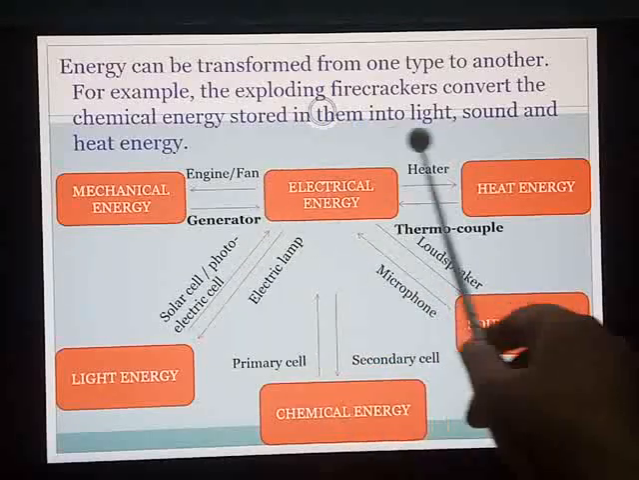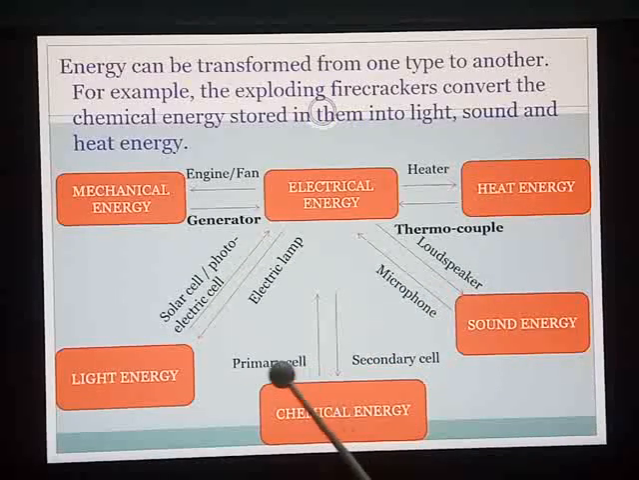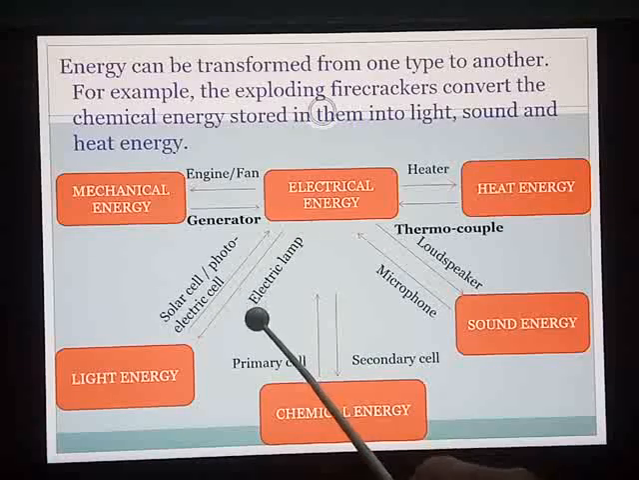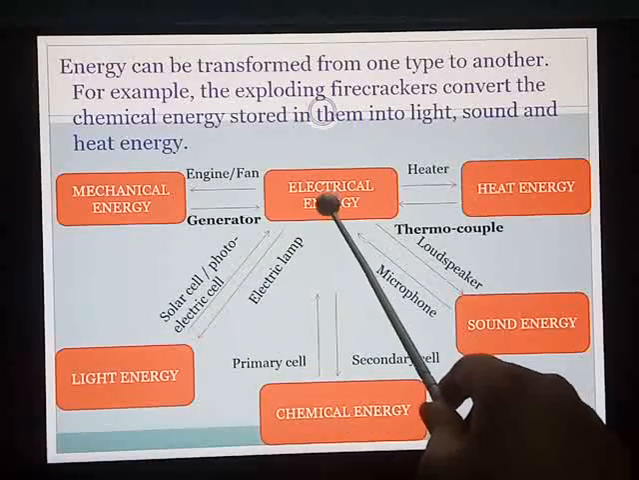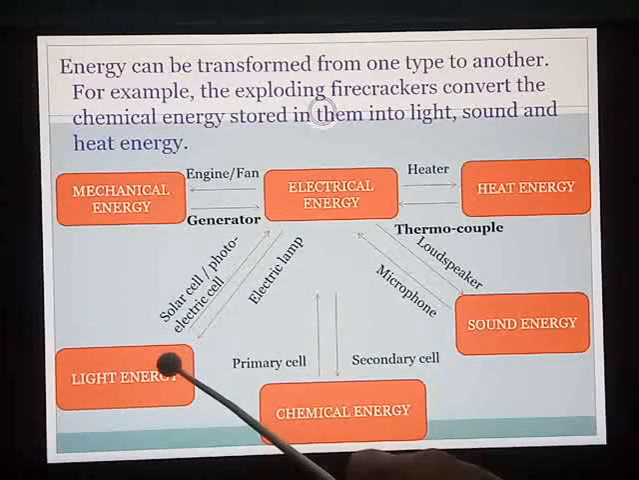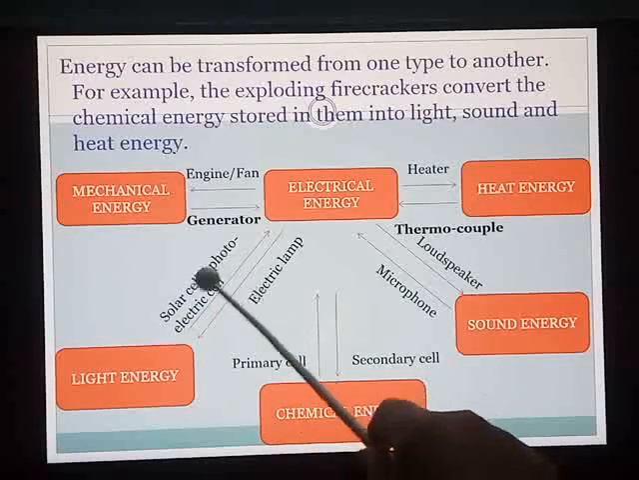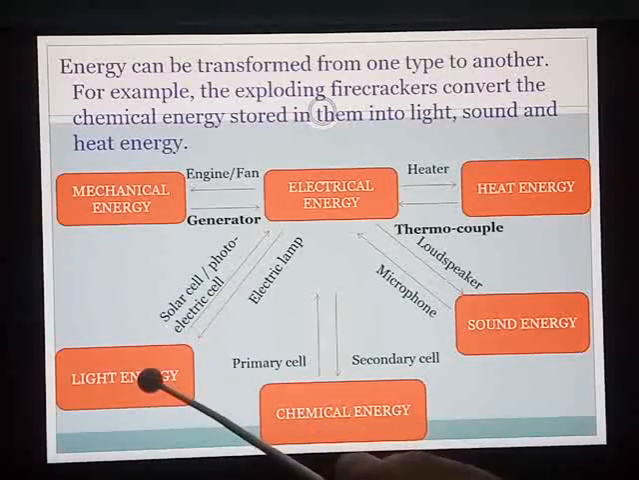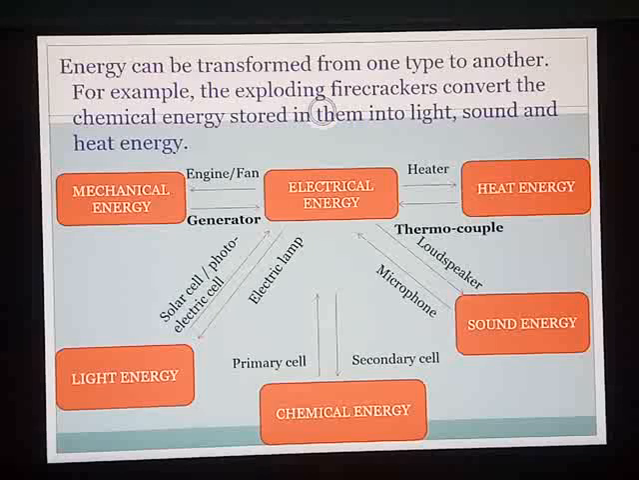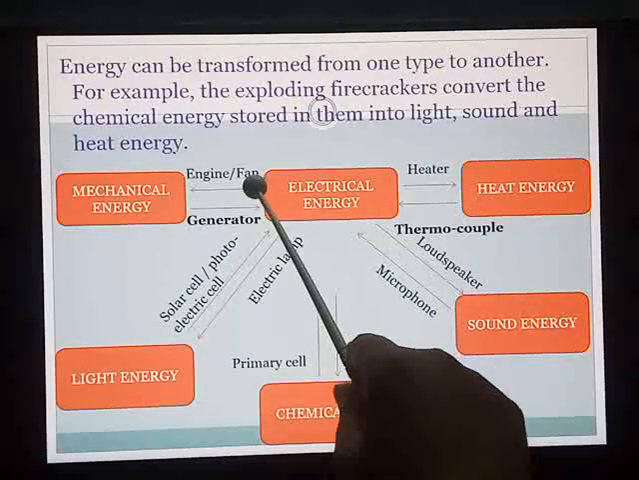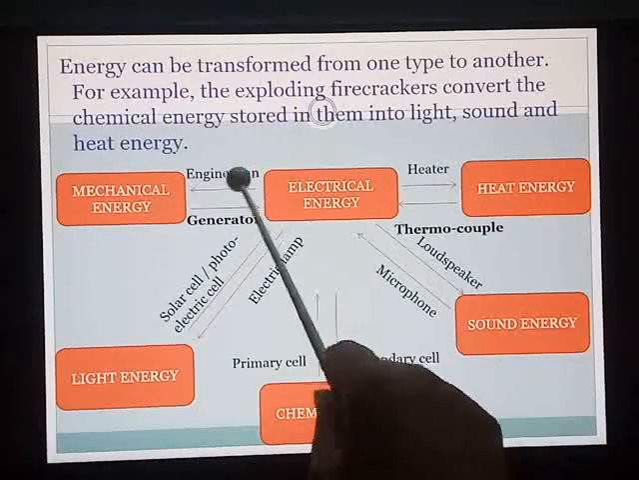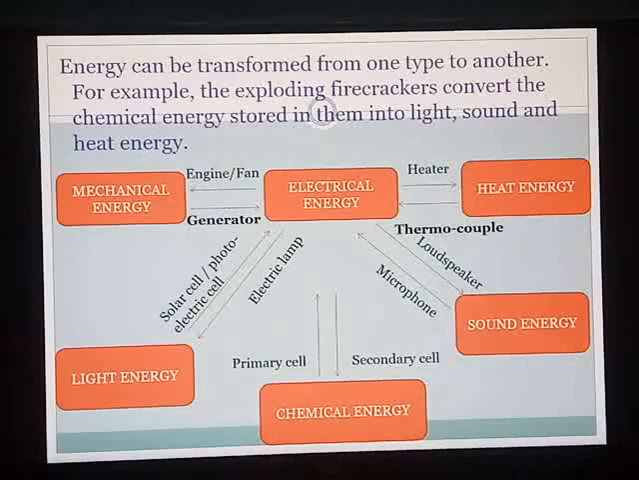Here, different examples through this chart you will come to know. The electric lamp stores the electrical energy and converts it into light energy. Solar cell or photoelectric cell converts the light energy into electrical energy. The engine or the fan converts your electrical energy into mechanical energy.